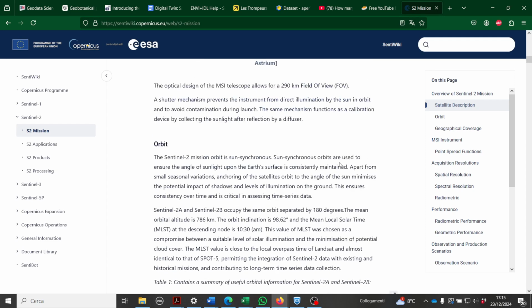And concerning the orbits, we already mentioned the fact that they have an orbit separation of around 180 degrees, and they have an orbit inclination of 98.6 degrees. That means that they are not really polar, but they are inclined around 8 degrees from the polar. And the mean local solar time, what is called MLST, at the descending node is around 10:30 a.m. That means that the images are acquired around this local time.